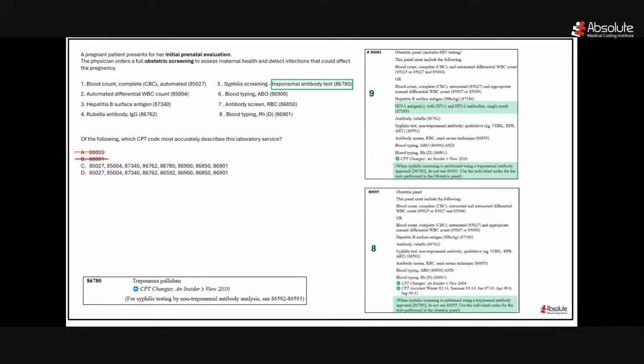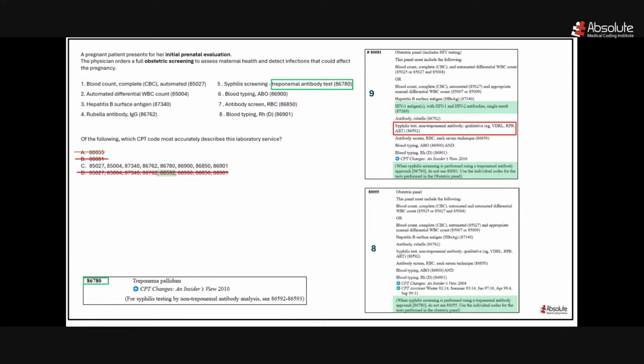Now between option C and option D, if you go to option D, you will see it is coding for 86592, and 86592 is also for a syphilis screening using a non-treponemal technique. Yes, non-treponemal antibody qualitative technique. So if a non-treponemal method was used, it would qualify to code for 80055. But we had a treponemal antibody test performed, and that makes option D also incorrect, and we have to code all the tests individually.